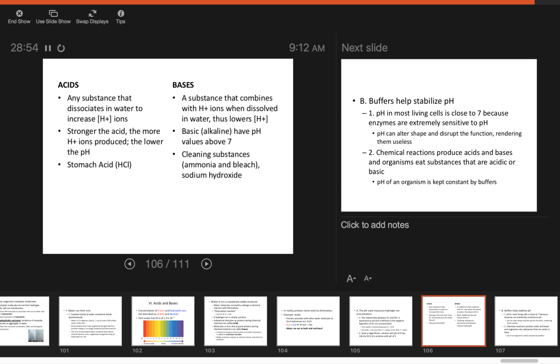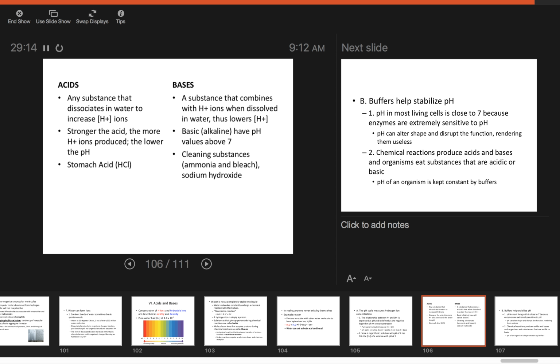Acids and bases, some properties. Okay, so anything that increases hydrogen ions is an acid. The stronger the acid, the more H ions are produced, the lower your pH. Stomach acid's a great example of it. Bases combine with H plus ions, thus lowering the concentration of hydrogen ions. Anything above 7 is basic.